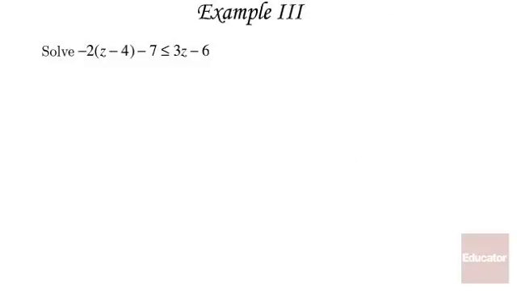In my third example, I have negative 2 times z minus 4. So I have some parentheses. I'm going to have to take care of those before I go any farther. Okay, so minus 7 is less than or equal to 3z minus 6. So my first step is going to be to remove the parentheses. After that, then I'm going to proceed as usual. Rewriting this.